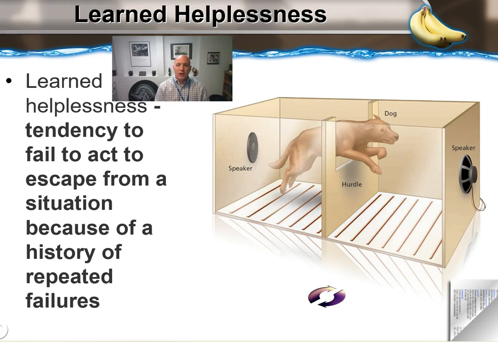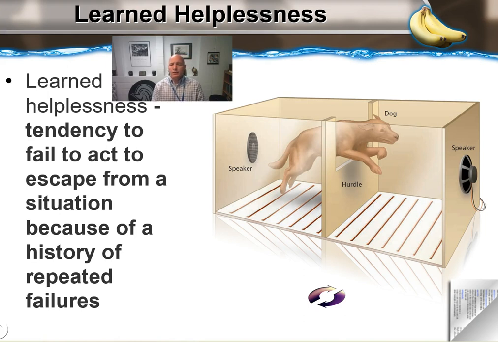He used dogs, and the floor of this cage was charged with electricity, and the dogs would experience a mild electric shock. In two conditions, in one condition, the dogs were warned with a beep from the speaker. So when they heard the beep, they could learn to jump the hurdle. That was the control group. Now in the experimental group, the dogs received no warning. They were simply shocked. And in this condition, the dogs would simply cower in the corner and learn helplessness.